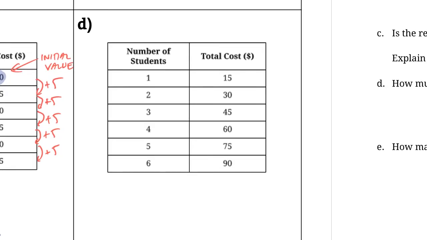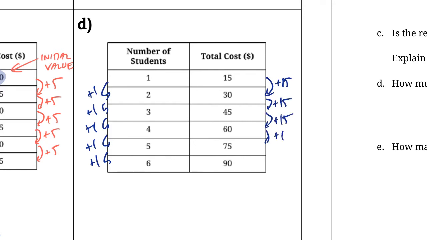So here we see that, first of all, the number of students seems to just be going up by 1 each time, right? So we're just adding 1 student each time, which is good. That makes it nice and easy. The cost seems to be going up by 15 each time. Just want to check, does it work for all of them? Yep, it does.